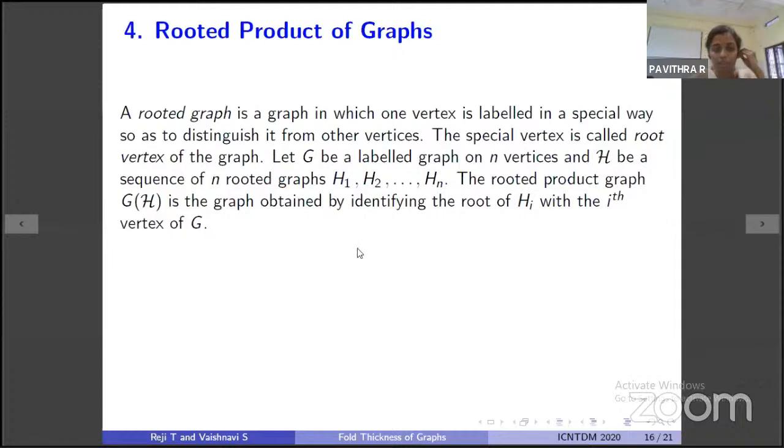Next is an important class of graphs. It is the rooted product of graphs. First, I define what a rooted graph is. A rooted graph is a graph in which one vertex is labeled in a special way so as to distinguish it from other vertices. The special vertex is called the root vertex of the graph. Let G be a labeled graph on n vertices and H be a sequence of n rooted graphs H1, H2, etc., Hn. The rooted product graph of G and H is the graph obtained by identifying the root of Hi with the ith vertex of G.